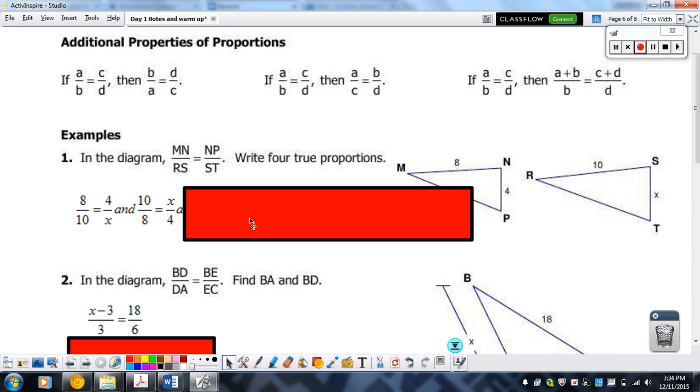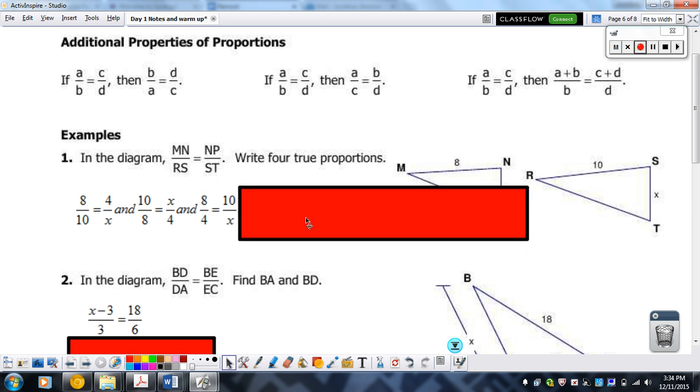Right? Going back to the original again, the other thing we said we could do is swap these numbers. So 8 over 4 is going to equal 10 over x. That's also a true proportion.